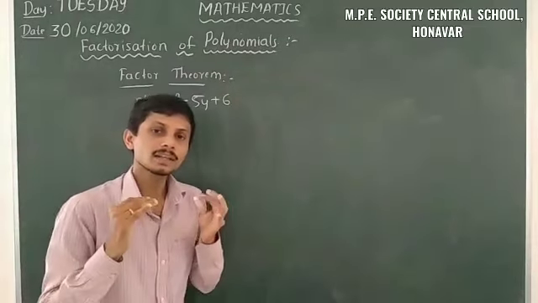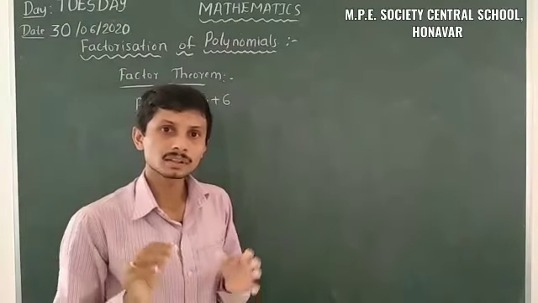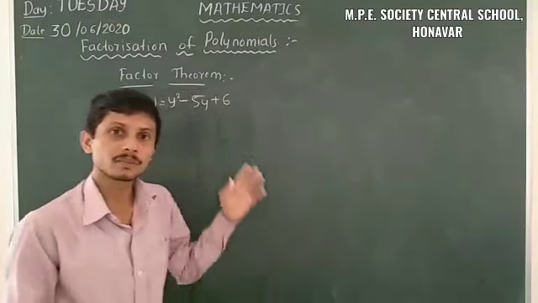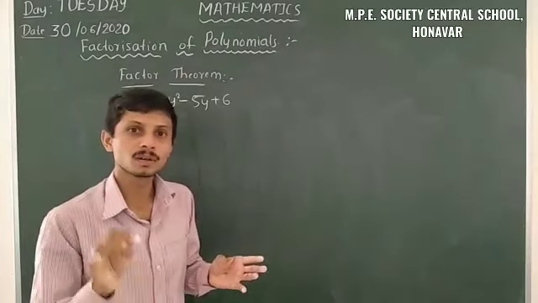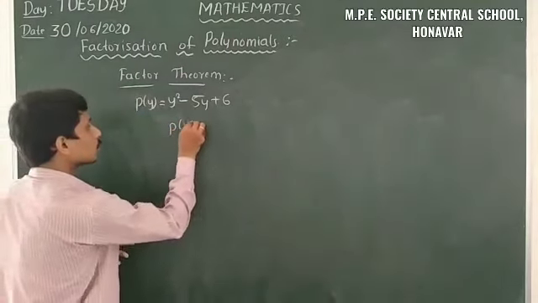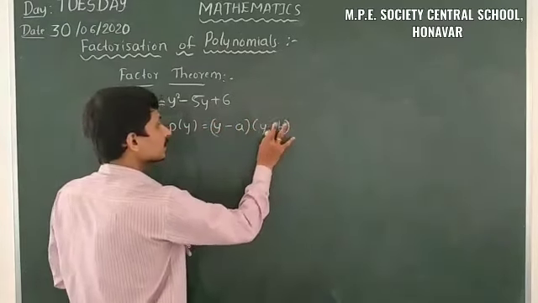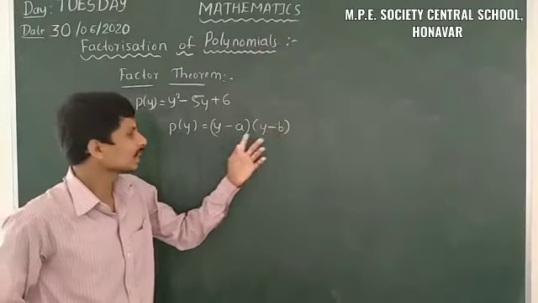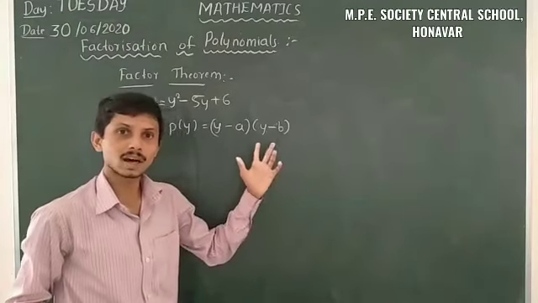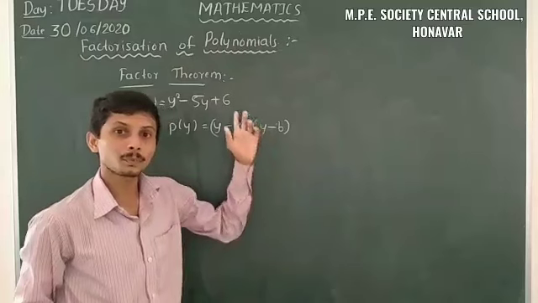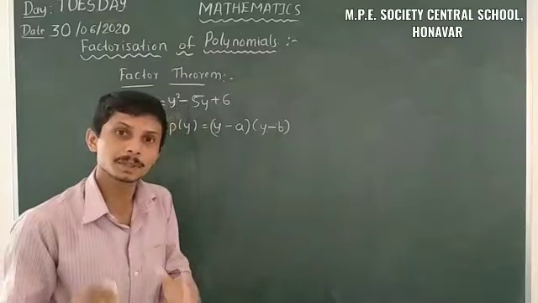So after we factorize this by splitting the middle term, this equation is in the form of p(y) = (y - a)(y - b). That means there is a multiplication of two terms here. Those two terms give the solutions of this polynomial, and after we calculate the value of y, that becomes the zero of the polynomial.